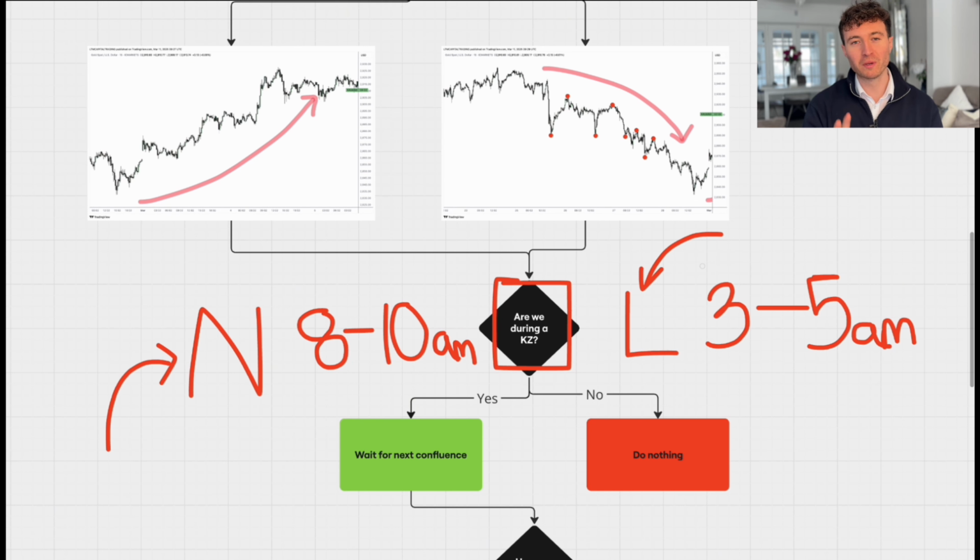But also because these are the sessions that I can personally trade, and these are the sessions that actually revolve around my life.